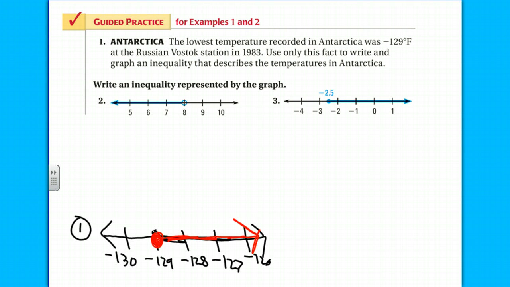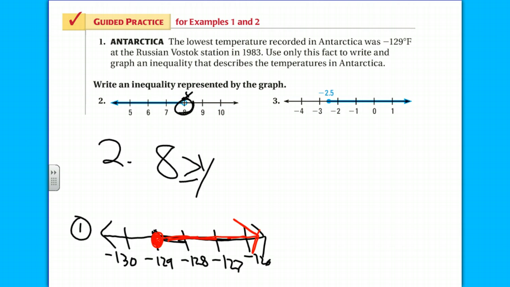Okay, now for number 2 and 3, we are given a graph. Notice that we see that open dot here and a closed dot here. See that? So that's going to affect the statement that's made, right? And they're also pointed in different directions. And of course, they're at different locations too. So who could come up and write the inequality that represents number 2? Do it at home and check your work.